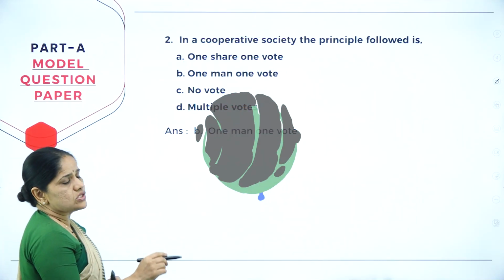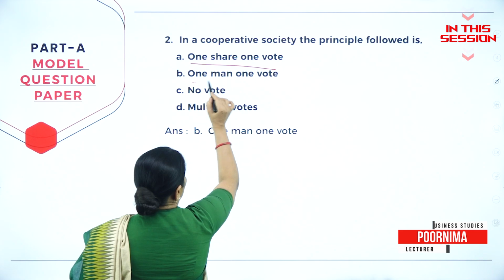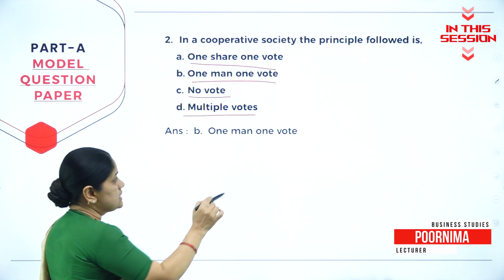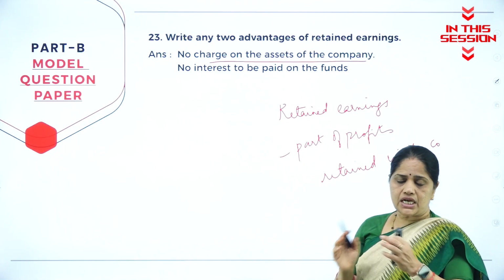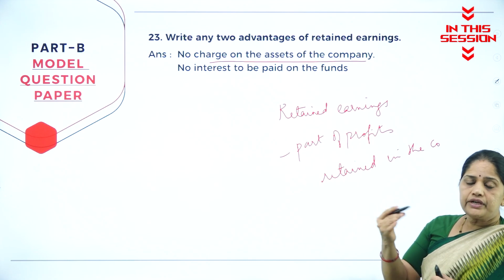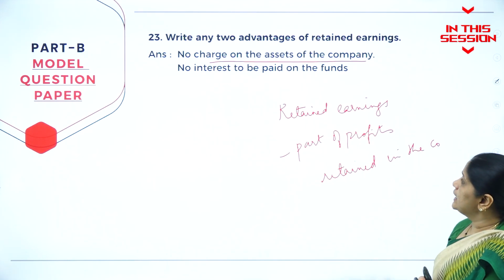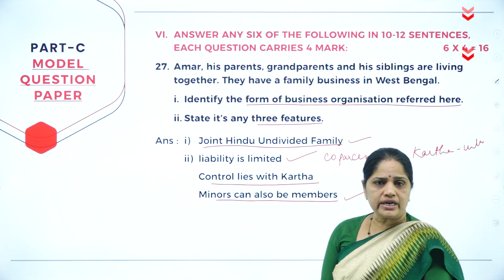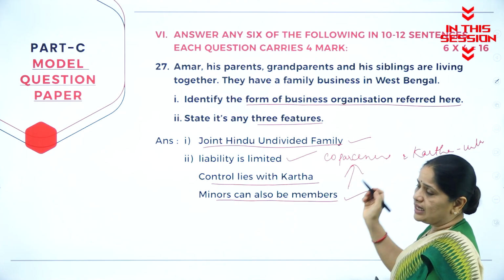In cooperative society, the principle followed is one share, one vote, one man, one vote, no vote, multiple vote. The answer is one man, one vote. They are the part of the profits which are not distributed as dividend. It will be kept in the company, so that we call it as retained earnings. The minors can also become the members of a joint Hindu family. So they are also the co-partners to the business.